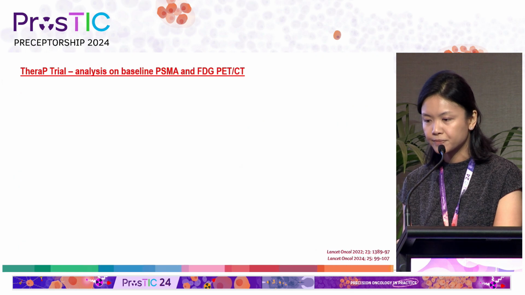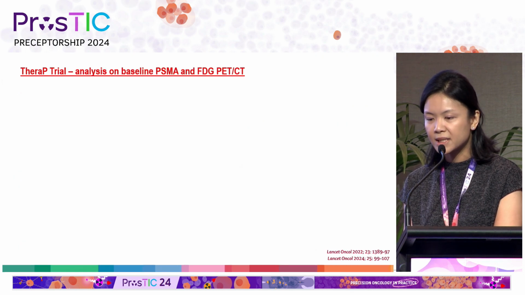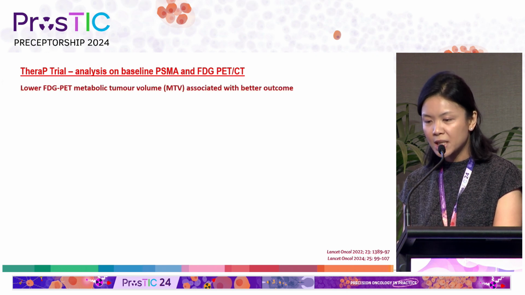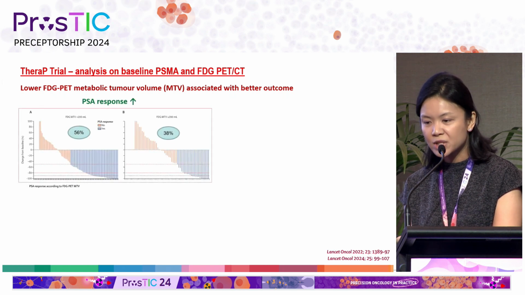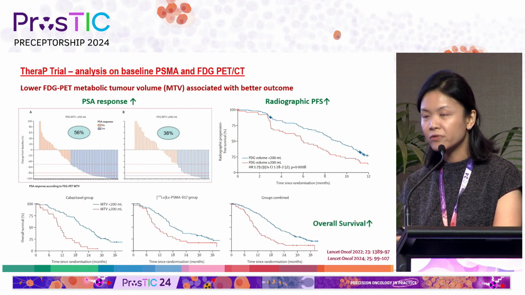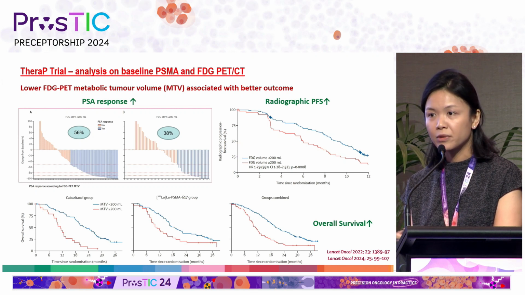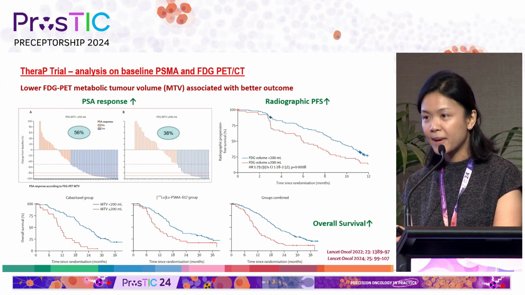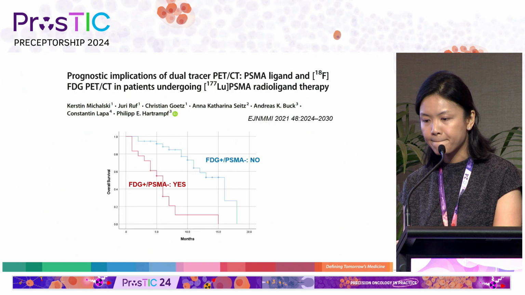Subsequently, the therapy trial did publish their analysis on baseline PSMA and FDG PET of the patients who were recruited, and so these patients do not have discordant FDG disease, they may have concordant FDG disease. So they found that patients with a lower FDG PET metabolic tumor volume have better outcome. So the PSA response is higher, the radiographic progression-free survival is longer, and the overall survival is longer as well. So even for patients who are undergoing a radioligand therapy, FDG PET can serve as a prognostic biomarker.